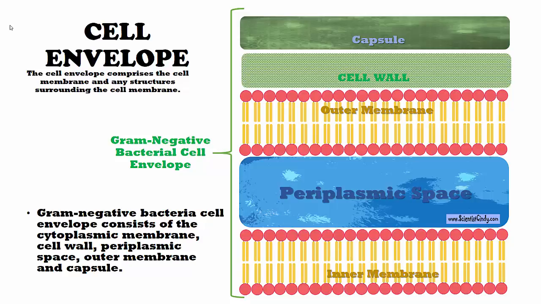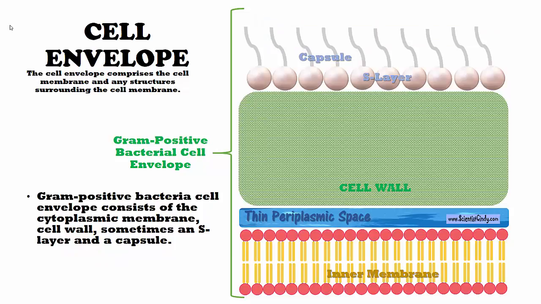The cell envelope comprises the cell membrane and any structures that are surrounding the cell membrane. Gram-negative bacteria have a cell envelope that consists of the inner cytoplasmic membrane, the periplasmic space, the outer membrane, a cell wall, and a capsule. Gram-positive bacteria cells have an envelope that consists of one singular cytoplasmic membrane and a larger cell wall. Occasionally, depending on the species, you will also get an S layer and perhaps a capsule as well.